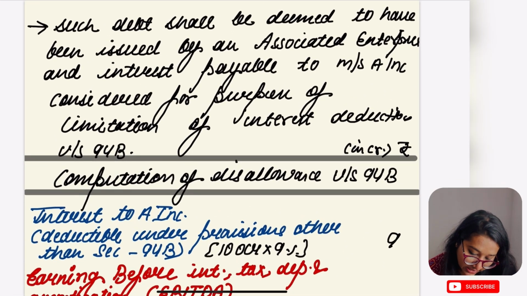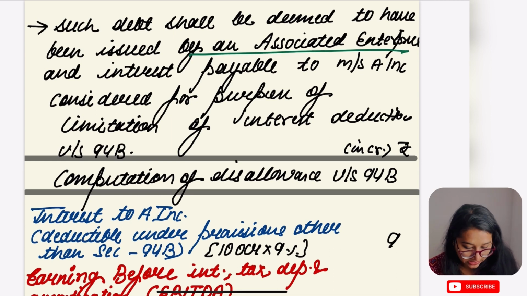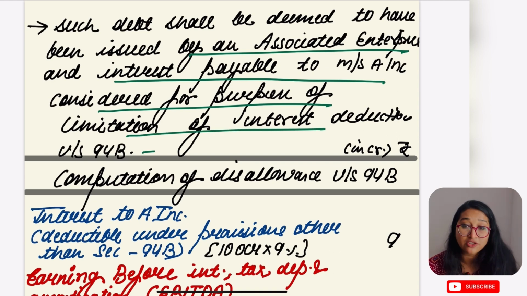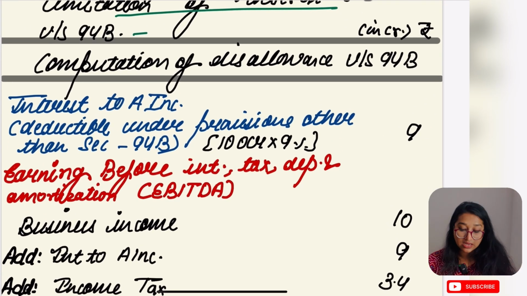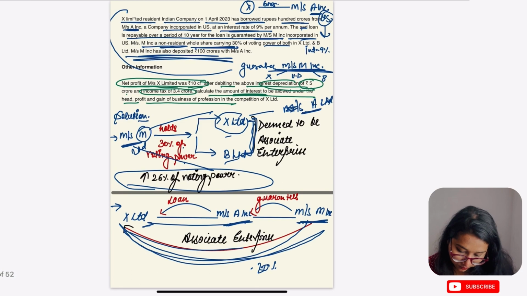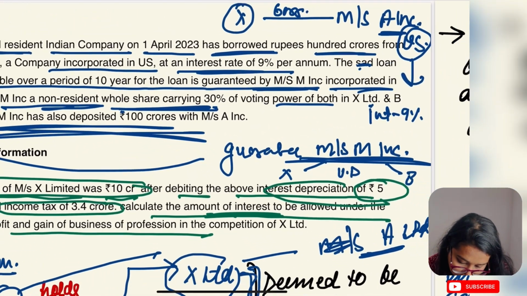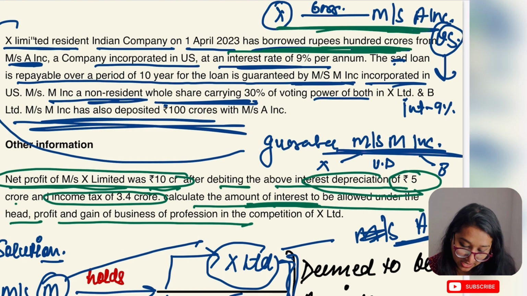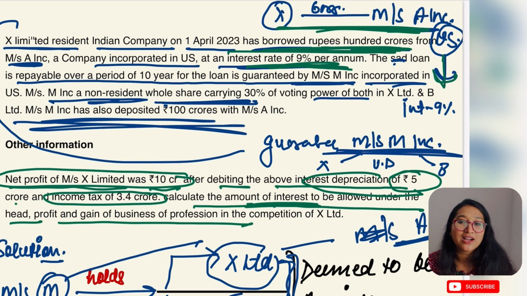What is written? Such debt shall be deemed to have been issued by an associate enterprise. Yes, interest payable to A Limited is considered for limitation of interest deduction under section 94B. Let's compute the deduction under section 94B. Let's go back to what was written earlier in the question. We read that A Limited has given a borrowing of 100 crore to X, and the interest chargeable is at 9% per annum.